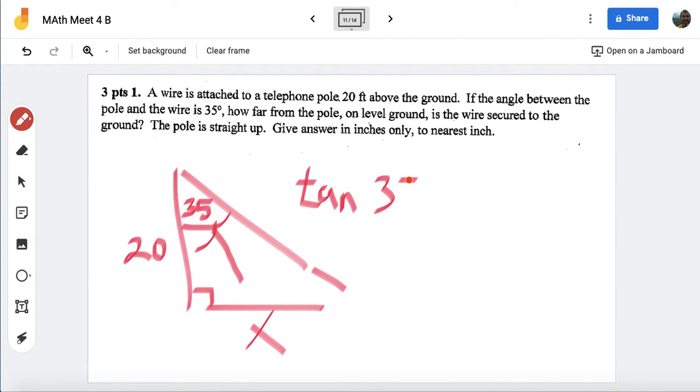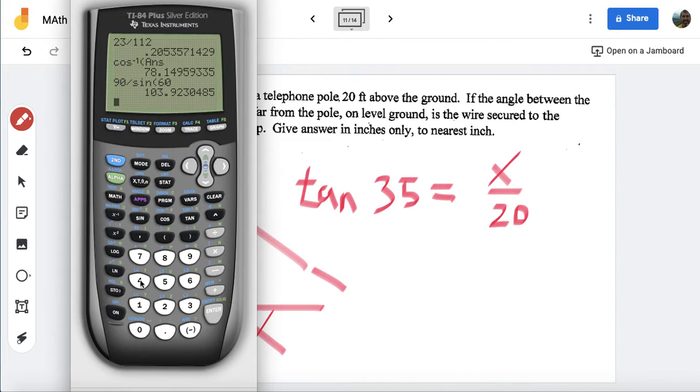Tangent of 35 degrees will equal opposite over adjacent. If I multiply both sides by 20, I'll have the answer. 20 tangent of 35. They want us to go to the nearest inch. Now that's pretty sneaky because I did it in feet. I could change the 20 into feet and then redo the problem, but it's 14 feet, so I could go 14 times 12. That gives 168.